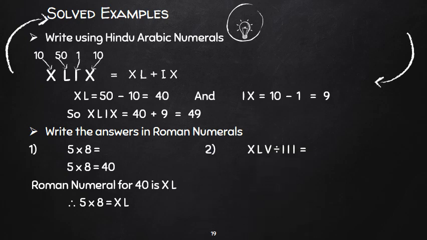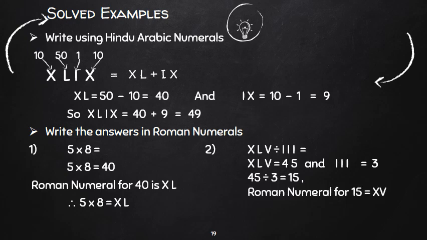Now let's see another question. XLV divided by III. You know the value of XLV is equal to 45 and the value of III is equal to 3. So 45 divided by 3 is equal to 15, and the Roman numeral for 15 is XV. So the answer is XLV divided by III is equal to XV.